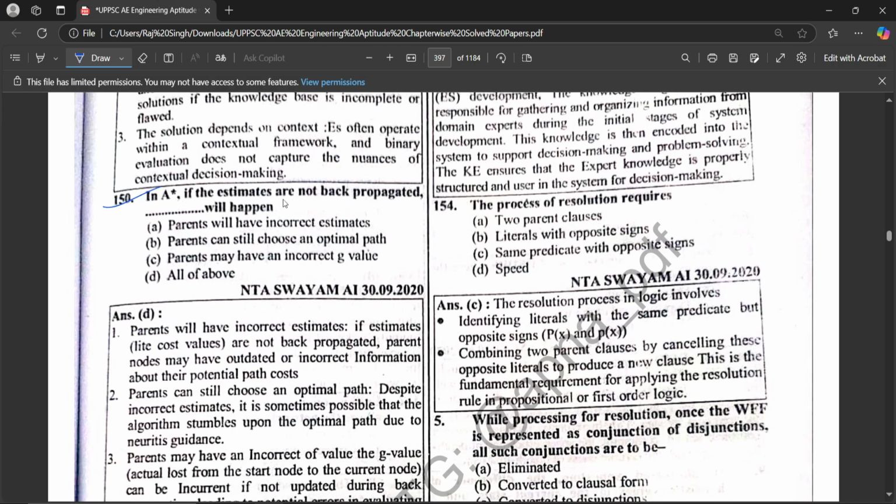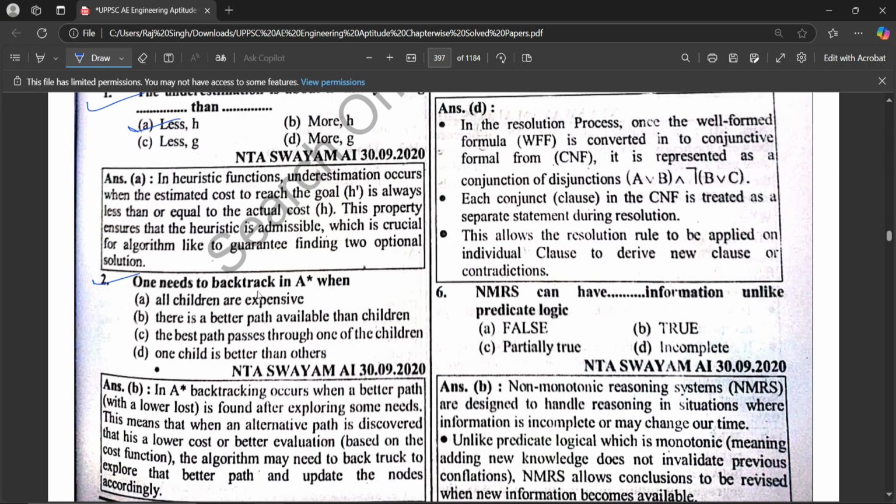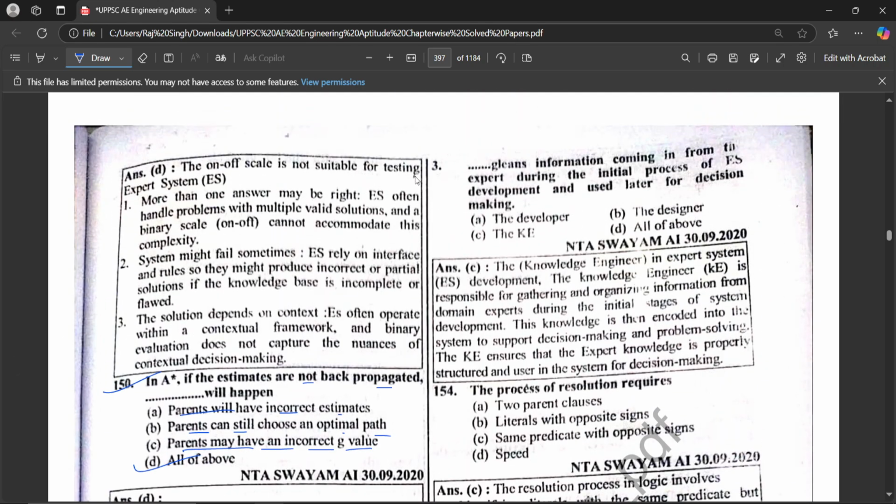If the estimates are not back propagated, dash will happen and prevent with some incorrect statement. Parents can still choose an optimal path. Parent may have incorrect G value, hence all of the above. The underestimation is about H always being less than that, which is less H. One needs to back propagate through A if there is a better path available than children. Dash any information being informed to expert during the initial process by ES development and used later for decision making, the KE.